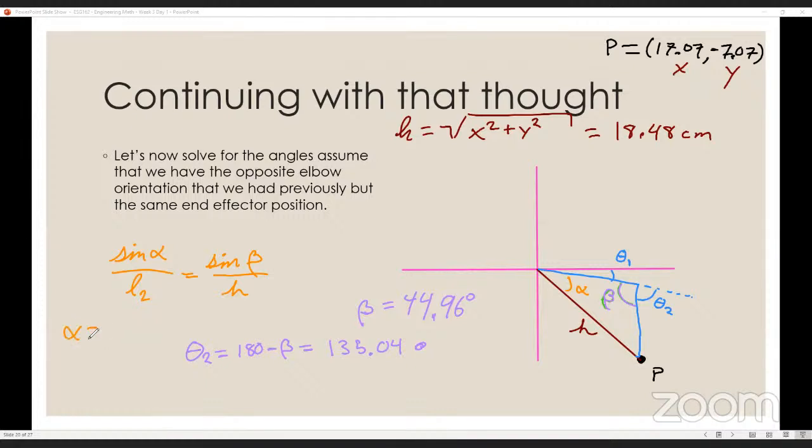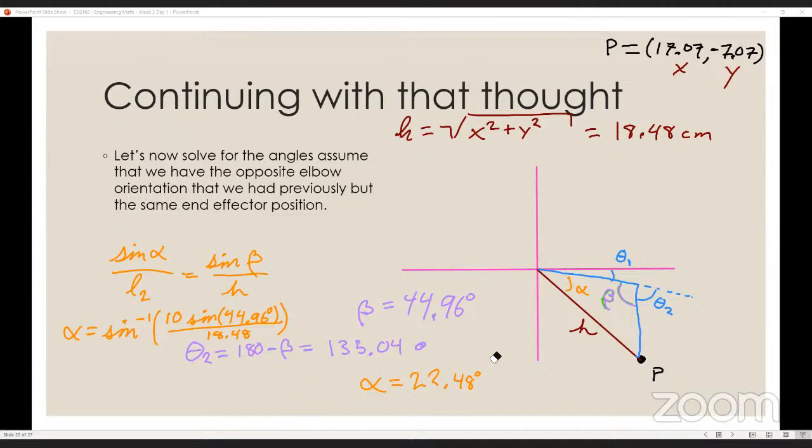Alpha is equal to sine inverse of L2, which is 10, times the sine of 44.96 degrees, divided by 18.48, which tells us that alpha is in fact 22.48 degrees. I don't know why I almost wrote centimeters. Okay. We're almost done. We're almost there.